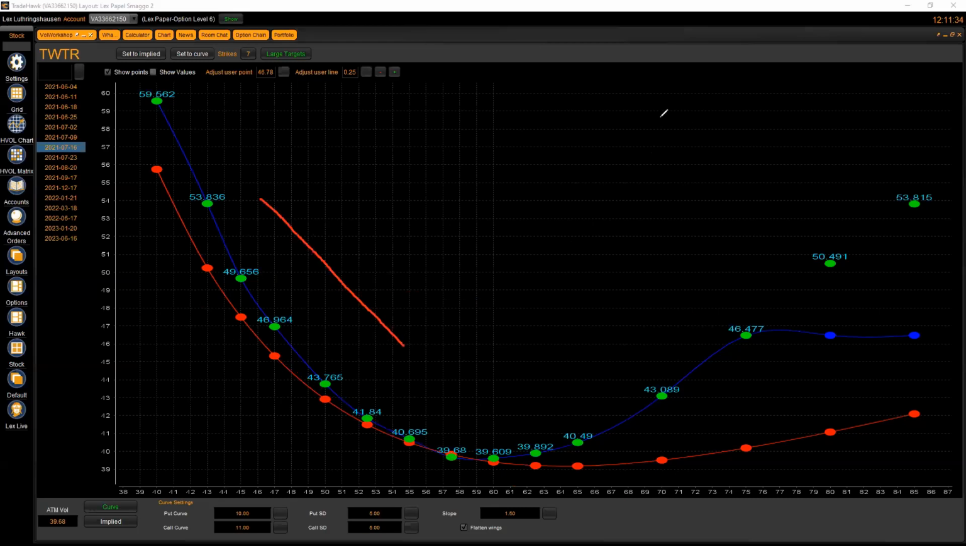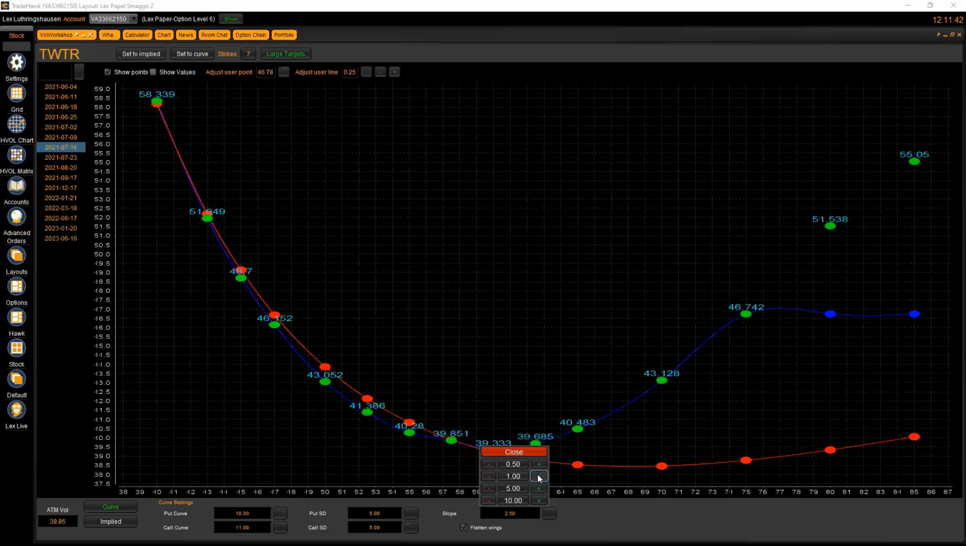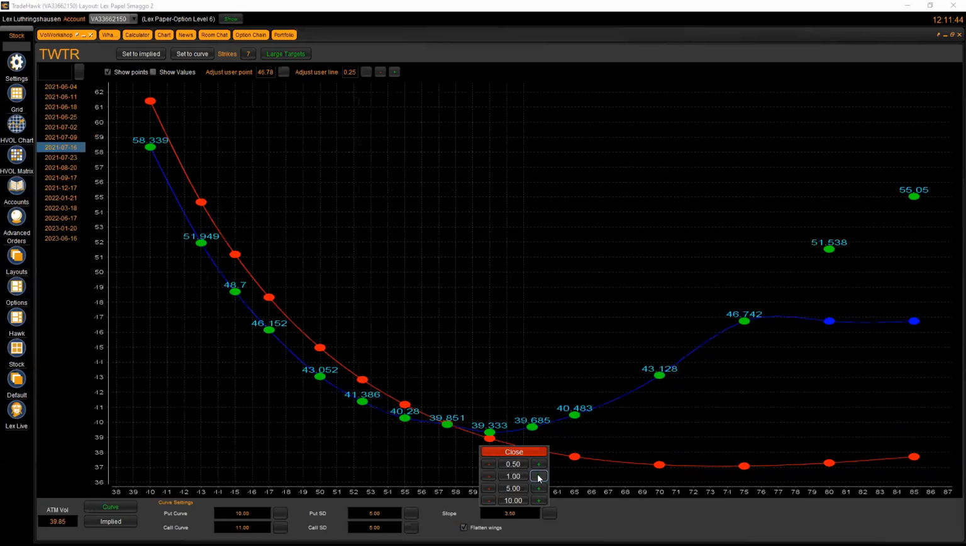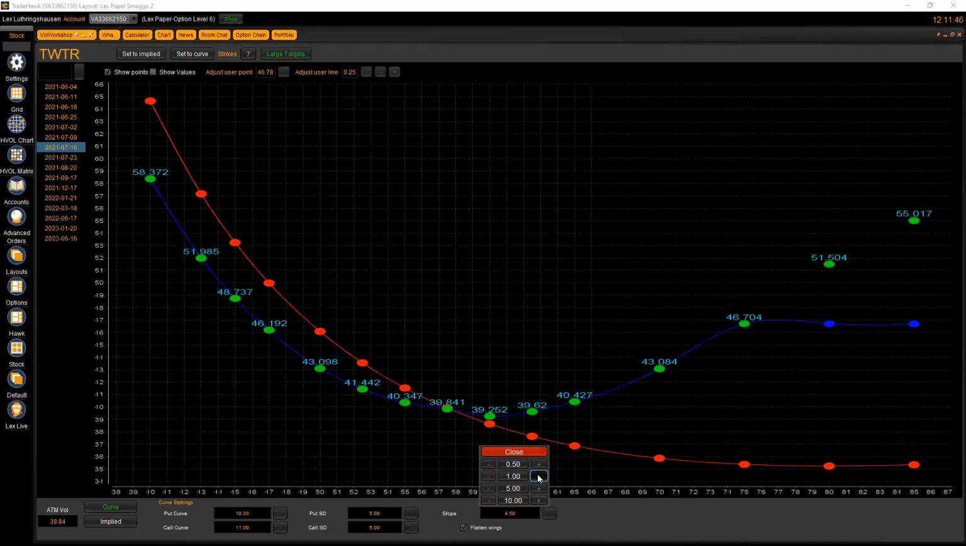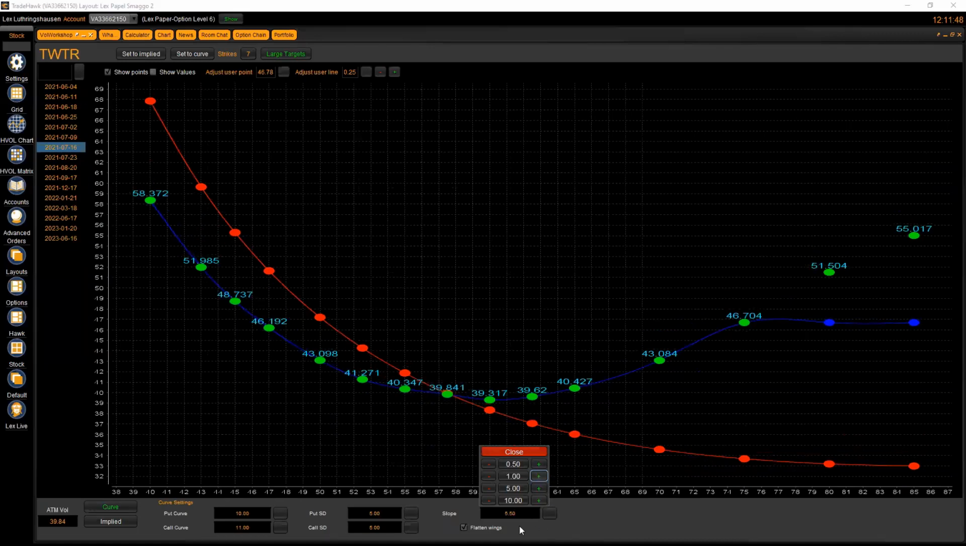So watch my red line, what happens. I'm sorry, let me erase this. Watch this red line, what happens when I start raising slope. And I'm just going to raise it a point so you get the idea. See what's happening to it? It's moved beyond the implied now. It's just getting steeper and steeper the bigger I make that slope. So what's happening there is those downside puts, I'm making them more and more expensive relative to the upside calls.